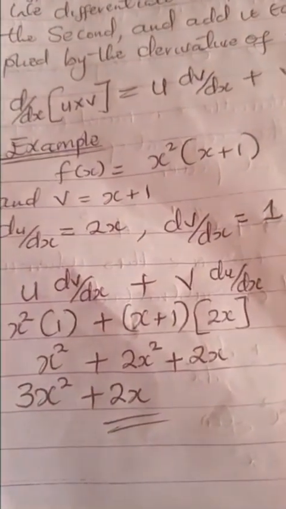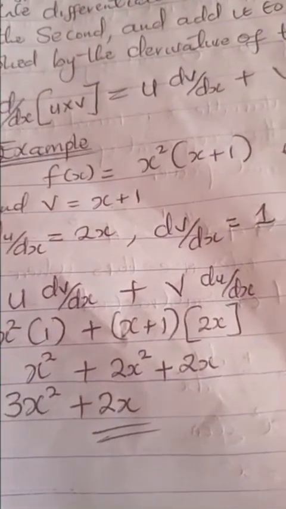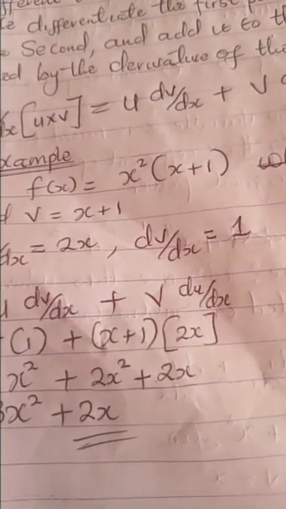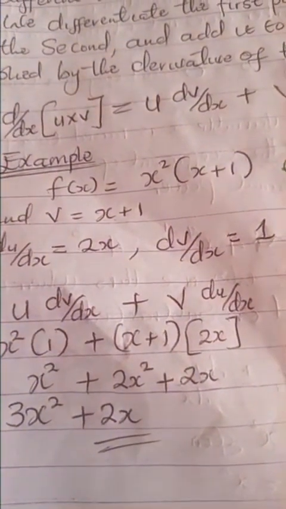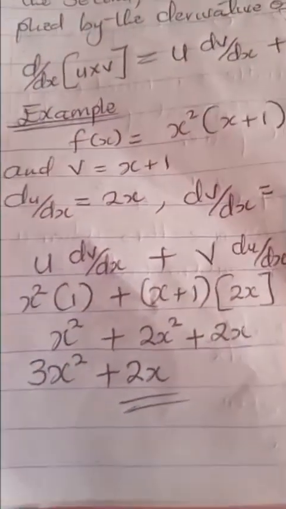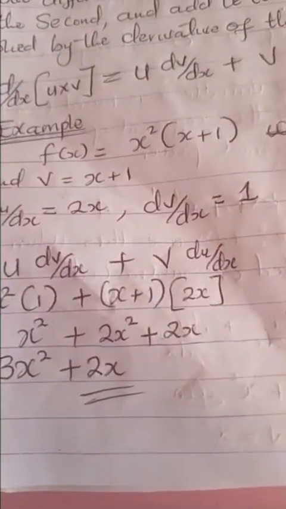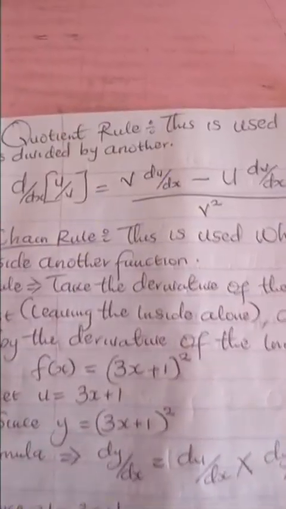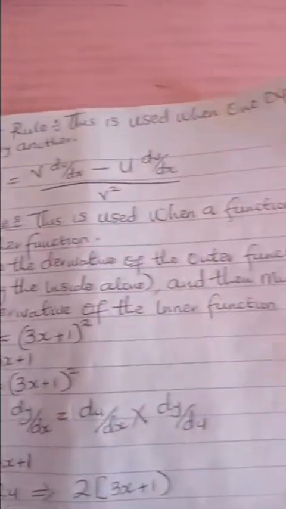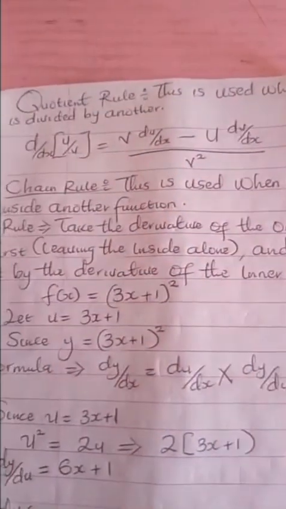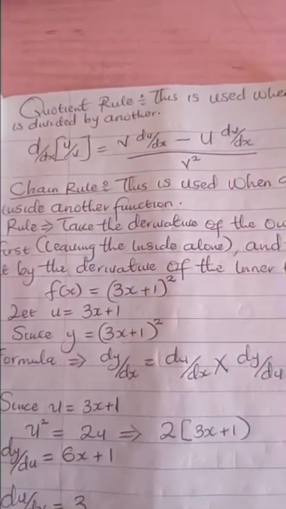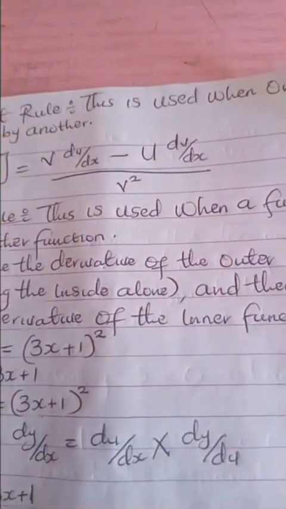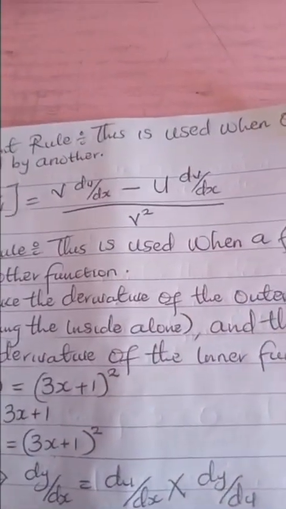When you now get it, x squared plus 2x squared is 3x squared because they are like terms. We have 3x squared plus 2x. That's how we got this. Now our quotient rule, we said this is used when an expression is divided by another. This is the formula to use for our quotient rule.